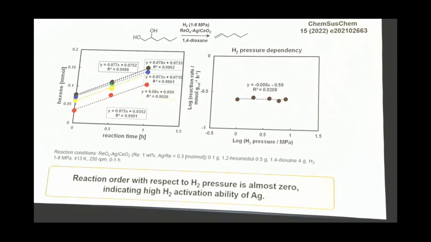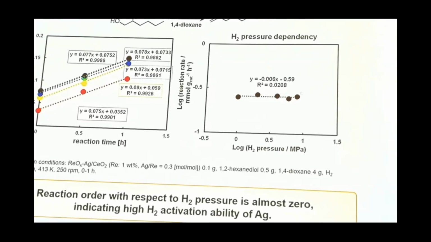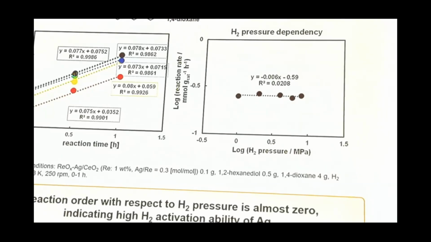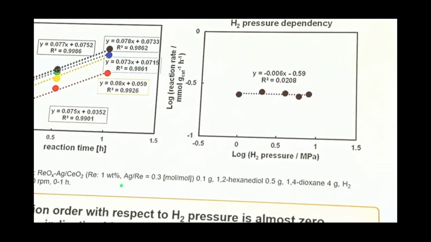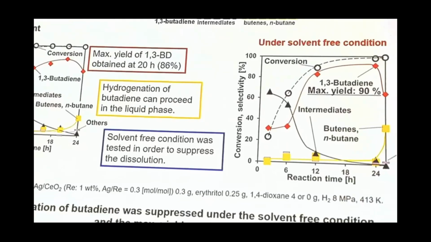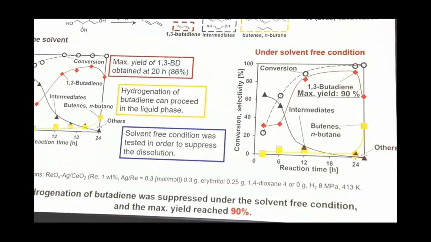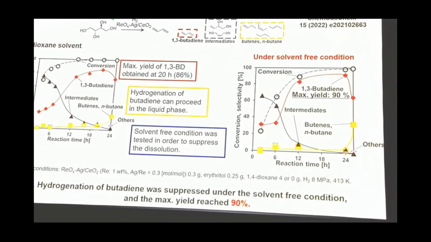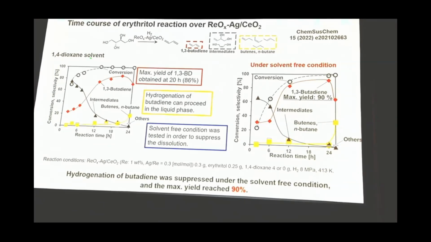And this is a simple kinetic study. Reaction rate as a function of the hydrogen pressure. The reaction order with respect to the hydrogen pressure is almost zero. But this shows the high activation ability of silver. This is the result of the time course of the erythritol reaction using the rhenium silver ceria catalyst. This is a result in 1,4-dioxane solvent, and this result is under solvent-free conditions.